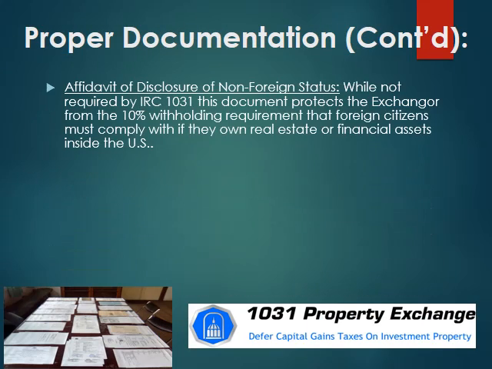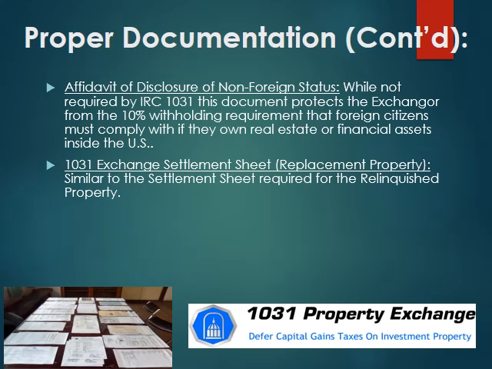Other documentation included is an affidavit of disclosure of non-foreign status. This has been required for exchanges for several decades now. While not required by IRC 1031, what it does is it protects you, the exchanger, from the 10% withholding requirement that's required for foreign citizens. So that's one of the reasons we file that.